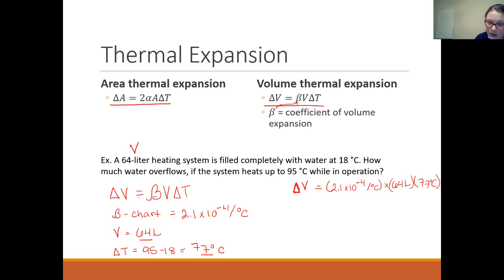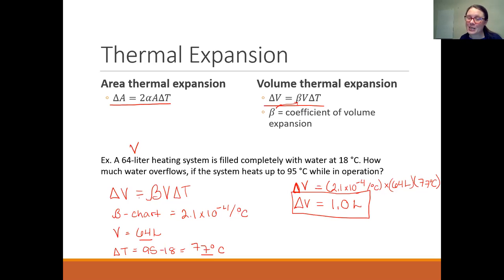give me a second. Let you plug it in as well. It would be a good move to follow along. We get a change in volume equal to 1.0 liters. So you'd have 1 liter of overflow.